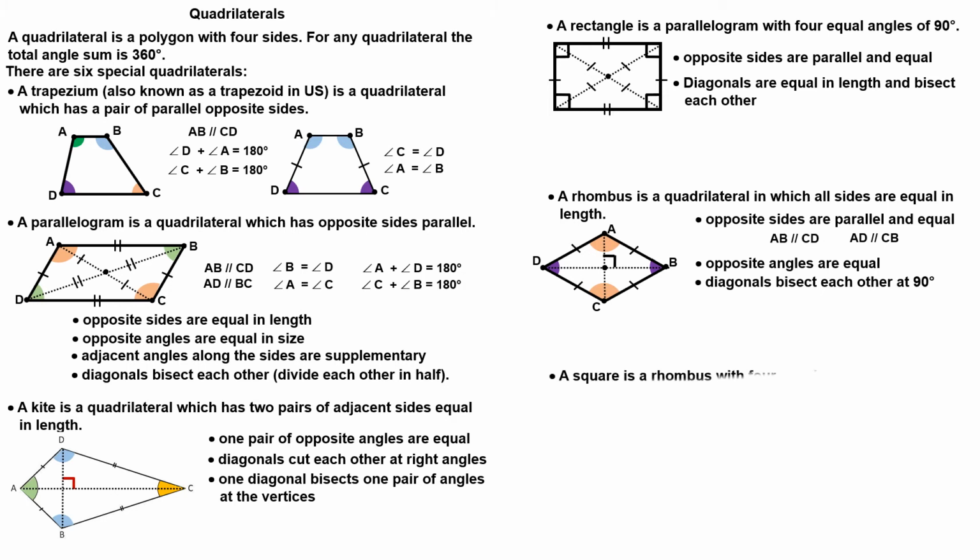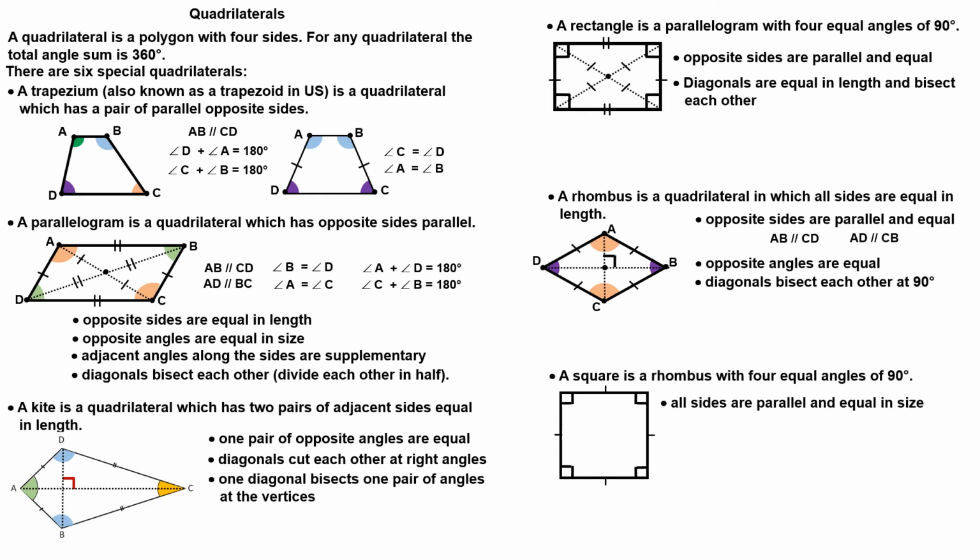A square is a rhombus with 4 equal angles of 90 degrees. All sides are parallel and equal in size. Diagonals are equal in length and bisect each other at right angles. Now it is your turn.